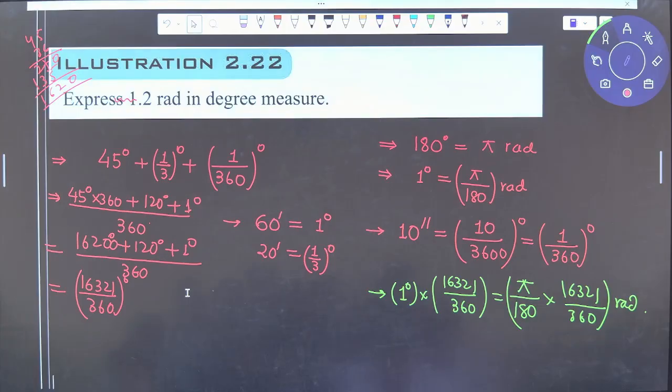1 radian is 57 degree. So what will be 1.2 radian? Just multiply 1.2 both sides. That will change into degree.